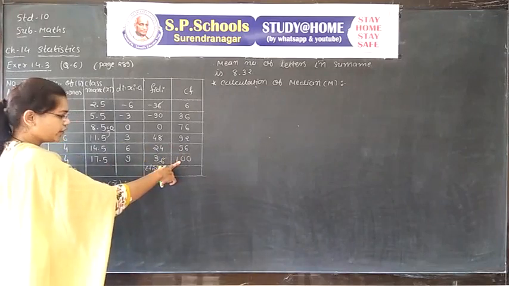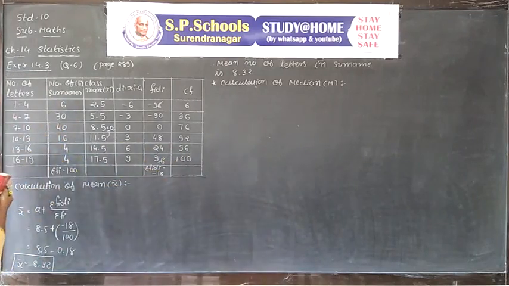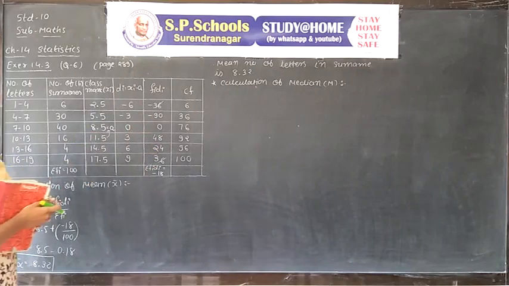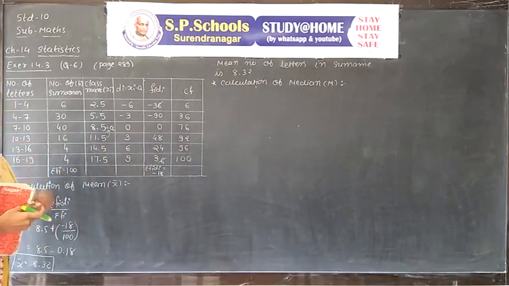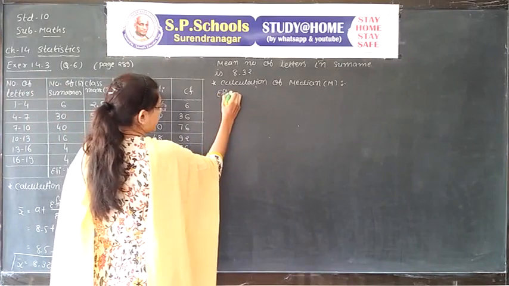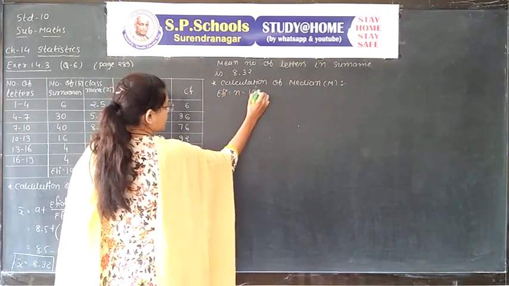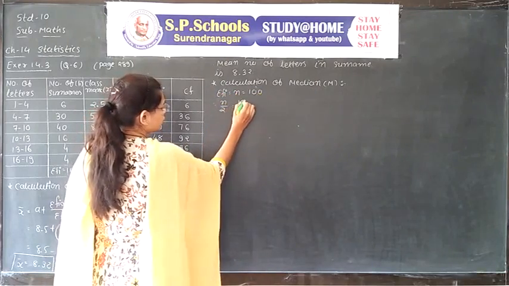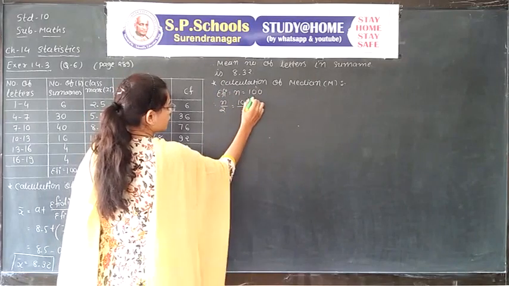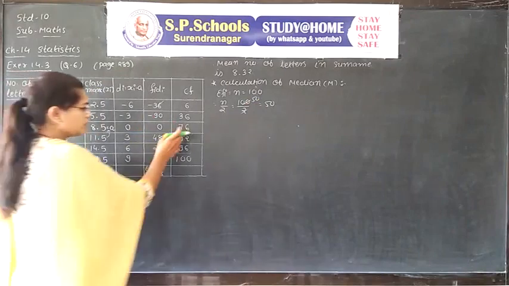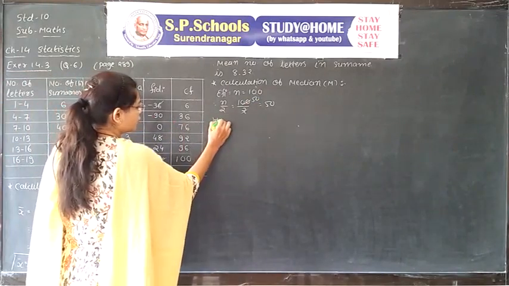Here the cumulative frequency of the last class interval and the total frequency sigma fi are both equal, hence the CF column is correct. To find the median, first of all we decide the median class using sigma fi and finding n upon 2. Sigma fi is equal to n, which is 100, so n upon 2 is equal to 100 upon 2, which is 50. Here the cumulative frequency 76 is first greater than n upon 2.